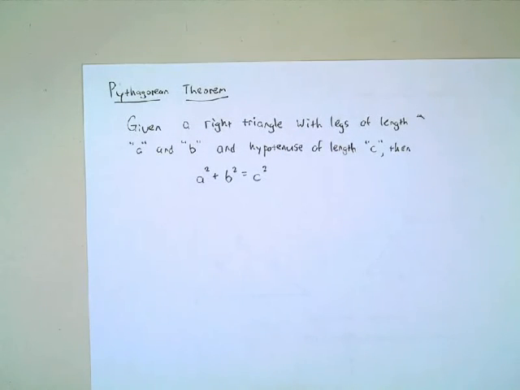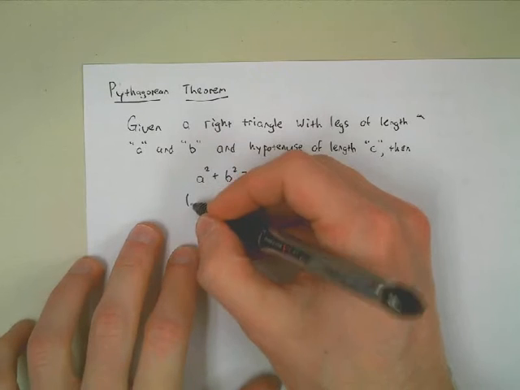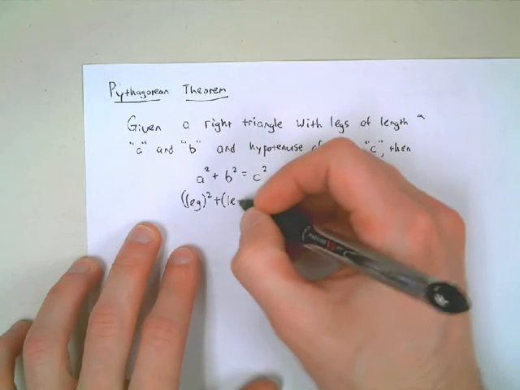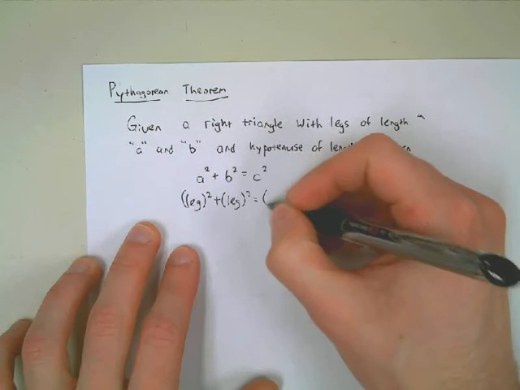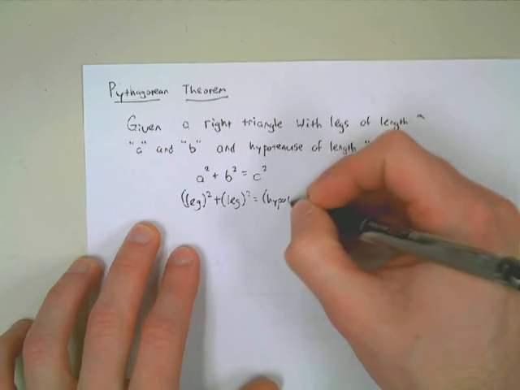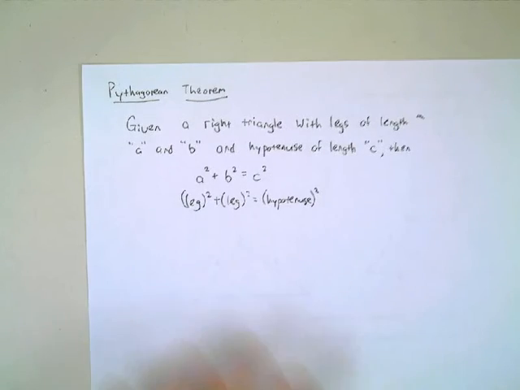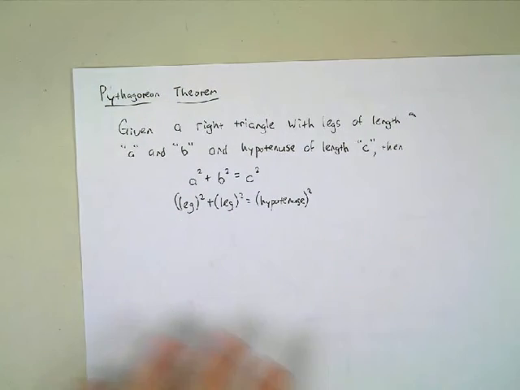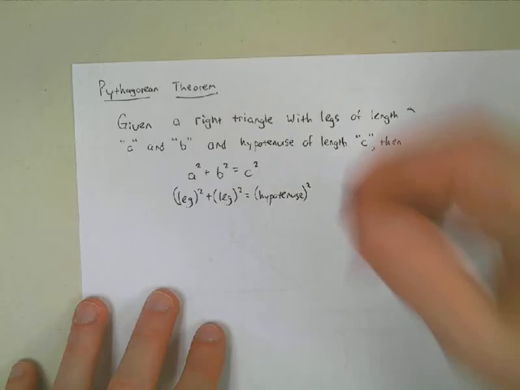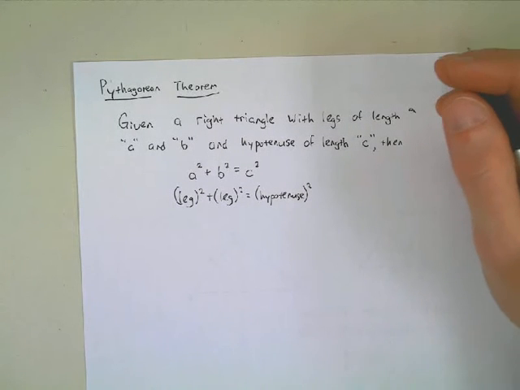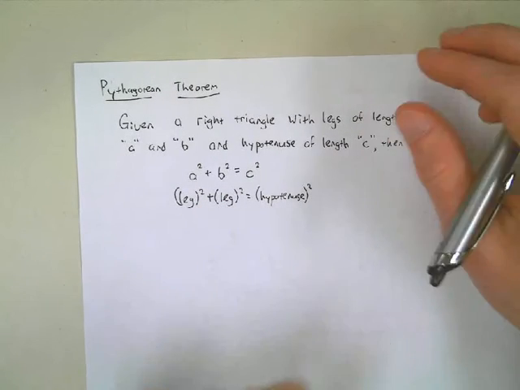Or in other words, leg squared plus leg squared is equal to hypotenuse squared. We saw it like that before. That's the Pythagorean theorem, okay? Some of you maybe just remember the a squared plus b squared equals c squared part, but you don't remember that certain things go into that a, b, and c. I'll draw a quick picture here of a right triangle to help you out as well.